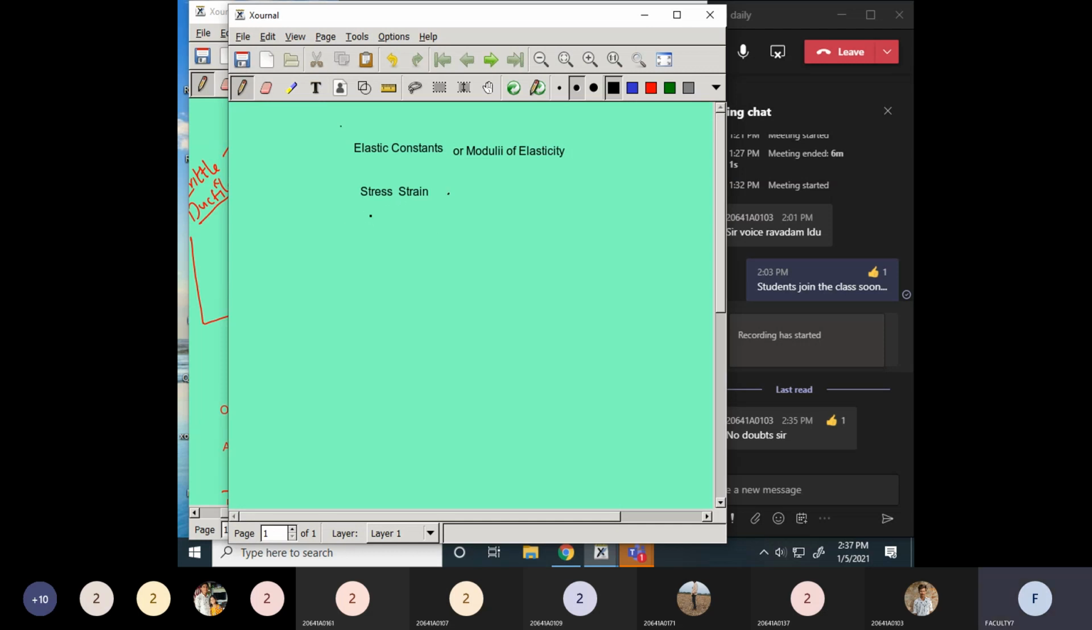Now let us refer back to Hooke's law, and we will find what the modulus of elasticity is and why you are getting different types of modulus of elasticity, or moduli.